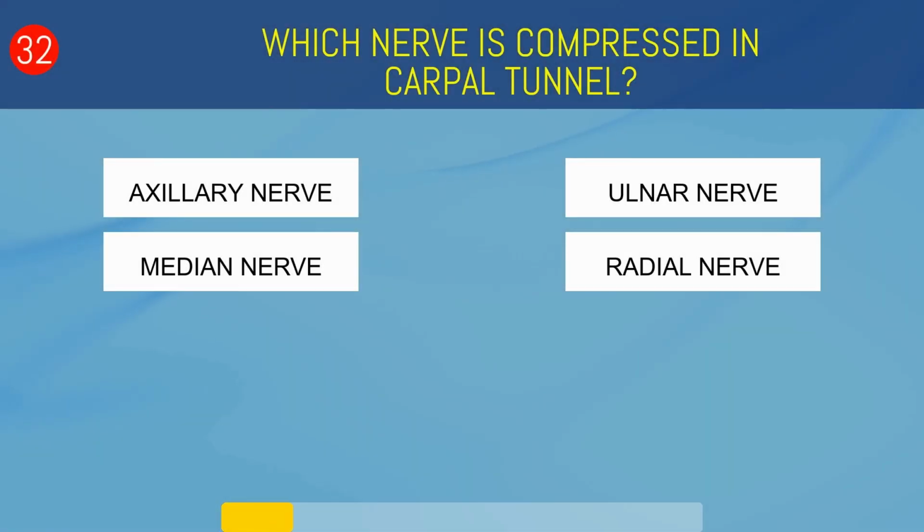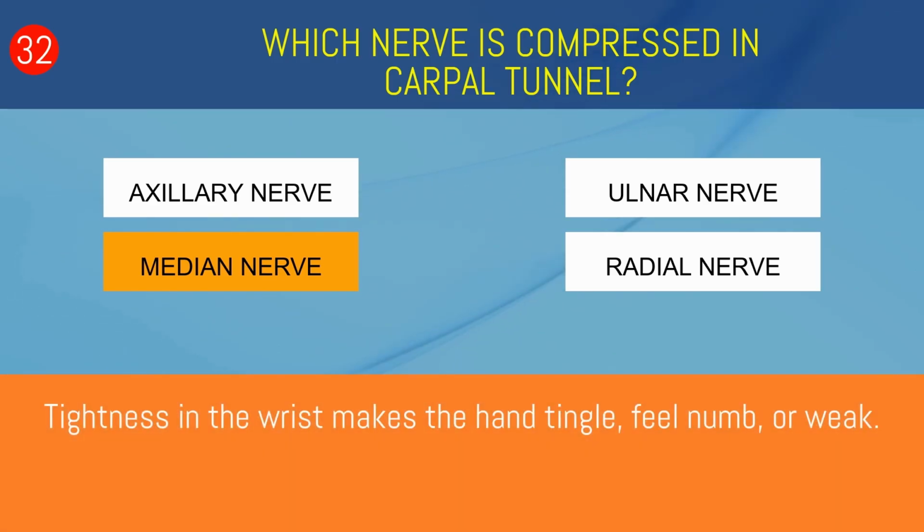Which nerve is compressed in carpal tunnel? Axillary nerve, median nerve, ulnar nerve, or radial nerve? Median nerve. Tightness in the wrist makes the hand tingle, feel numb, or weak.